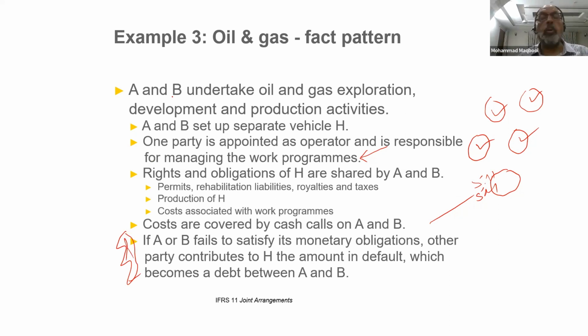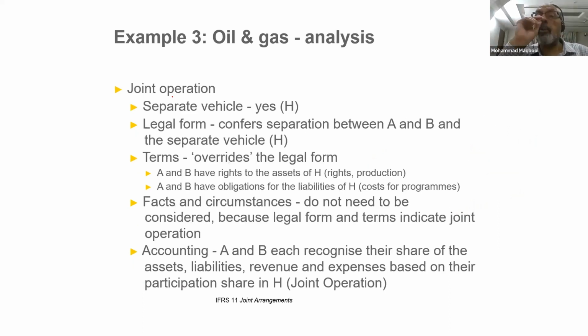Okay, so the other thing, separate vehicle, yes, legal form. There is a separation between investor and the entity, legal, and the terms override the legal forms, where they say A and B will have a right to the asset, production, and the cost, have the obligation, the cash, cost and liability of the program. Here they have to modify the term. Fact and circumstance do not need to be considered because the legal form and term which we discuss are sufficient to say that it's a joint operation, it's not a joint venture. Okay. So this is what we look at.